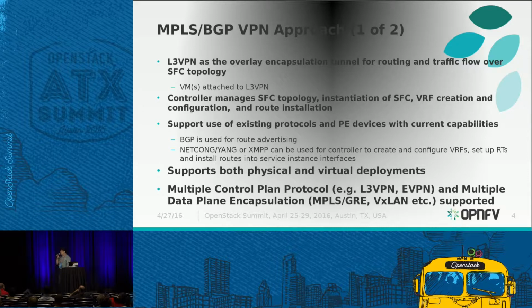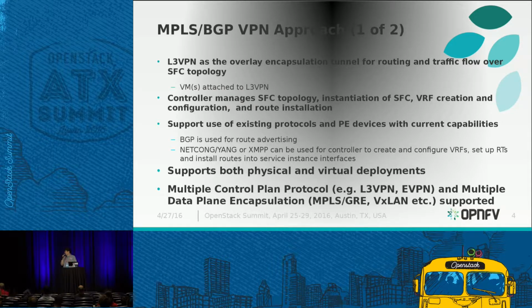As I mentioned, there are primarily two different approaches to implement service function chains. One approach is based on layer 3 and uses current network functions, based on MPLS and BGP protocols, which are already deployed in the existing network infrastructure. In this approach we use IP VPN, which is layer 3, as the overlay encapsulation method for routing and traffic flow over the whole service function chain topology, and all the different VMs are attached to the L3 VPN.